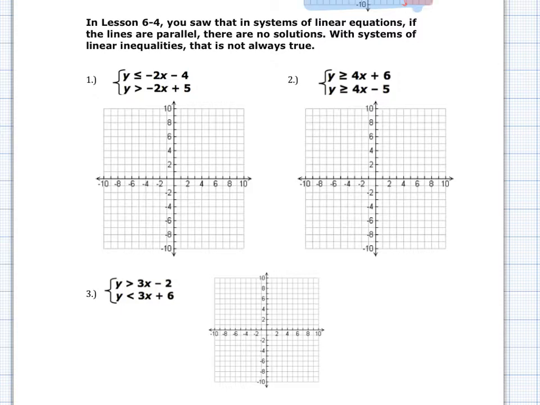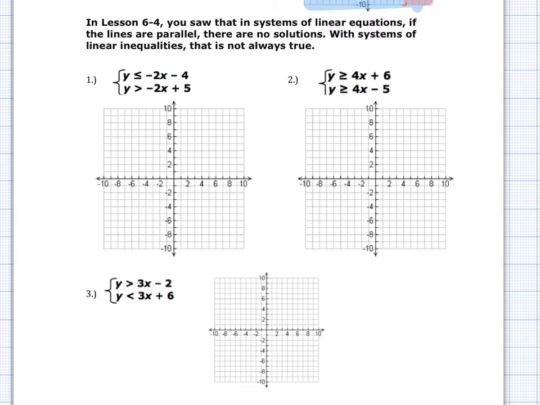You'll notice like number 1, the slopes are the same. They're both -2. Number 2, the slopes are both 4. Number 3, the slopes are both 3. So go ahead, let's look at number 1 first of all. So go ahead and pause the video, go ahead and graph these, and then we'll talk about what the solutions would look like here.